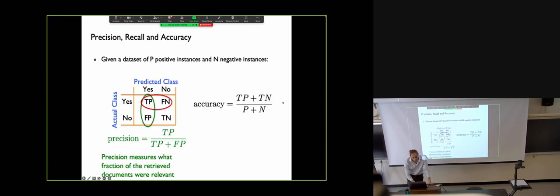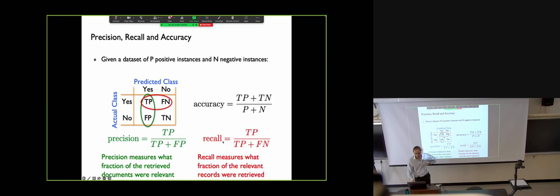So again, if we look at the confusion matrix, predicted yeses and nos, actual classes yeses and nos, the precision is defined as true positives divided by all the positives. So true positives divided by true positives plus false positives. That's the definition of precision. It measures what fraction of the retrieved, for example documents or those yeses, were actually relevant. So what fraction of the predicted positives were actually positives.